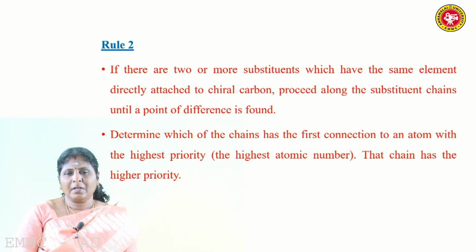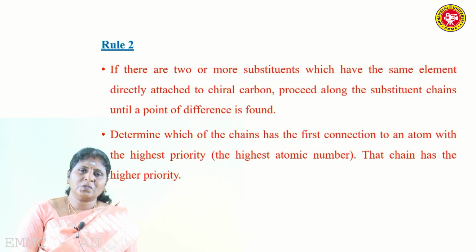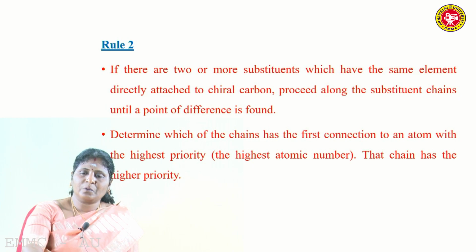For example, if the chiral carbon atom is attached to ethyl and methyl groups, in that case ethyl has the higher priority, then comes methyl. Why? In the case of methyl there are 3 hydrogen atoms attached to the carbon which is attached to the stereogenic center, but in the case of ethyl the carbon attached to the stereocenter is attached to hydrogen and one more carbon atom. So that's why the ethyl group has higher priority than the methyl group.